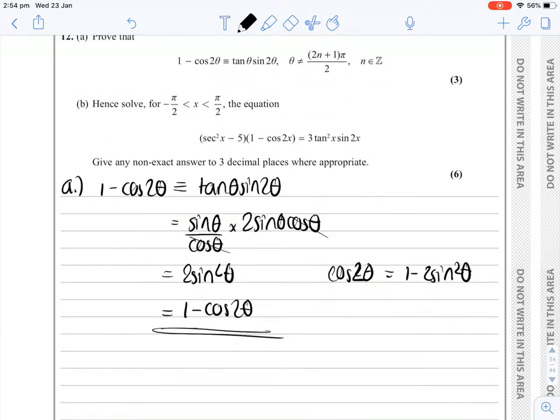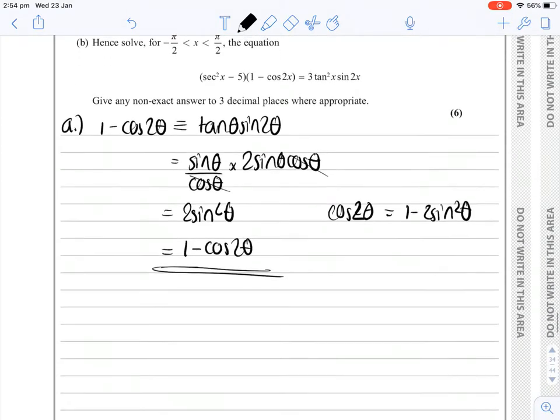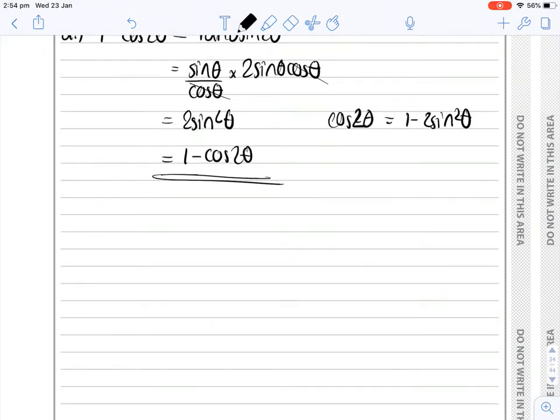Part B, hence solve for negative π over 2 is less than x is less than π over 2 the equation (sec squared x minus 5)(1 minus cos 2x) is equal to 3 tan squared x sin 2x. Give any non-exact answer to 3 decimal places where appropriate. It's quite a tricky question here.